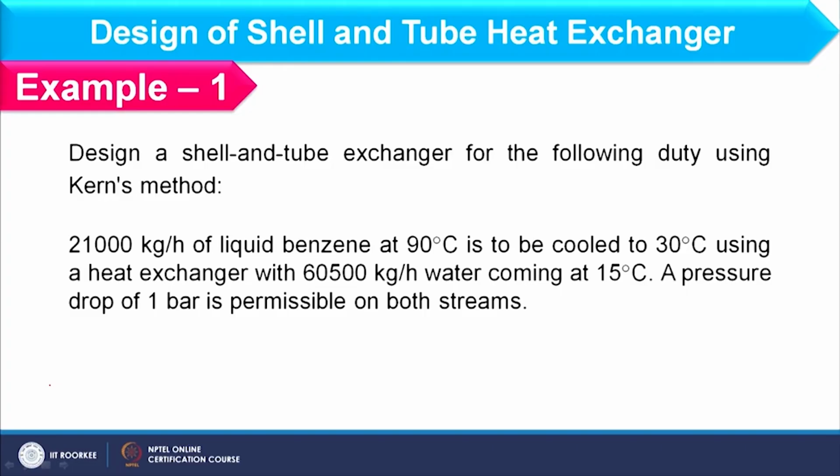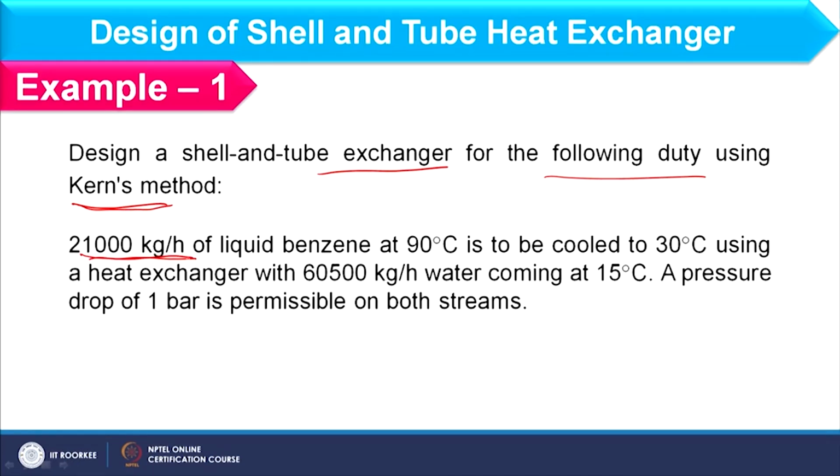If you remember the last lectures, we discussed that whatever methods are available for design of shell and tube heat exchanger, these methods are applicable to the shell side of the heat exchanger. As far as tube side design is concerned, it is the same for all methods. So, let us start the design of shell and tube heat exchanger using Kern's method with the following example. Here I have example 1, in which the design of a shell and tube heat exchanger should be carried out for the following duty, and that design I have to do using Kern's method.